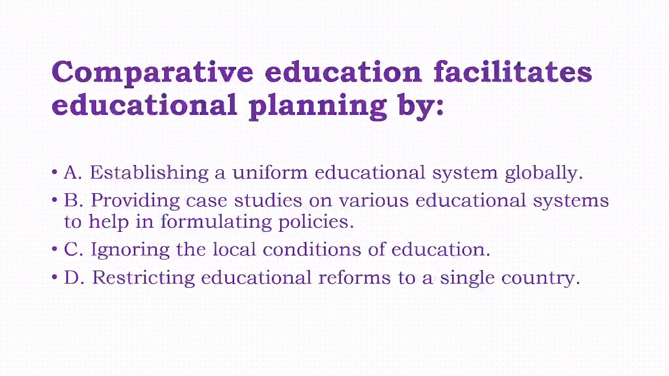circumstances. Next, comparative education facilitates educational planning by options: establishing a uniform educational system globally, providing case studies on various educational systems to help formulate policies, ignoring the local condition of education, restricting educational reform to a single country. Answer of this question is option B, that is providing case studies on various educational systems to help in formulating policies.